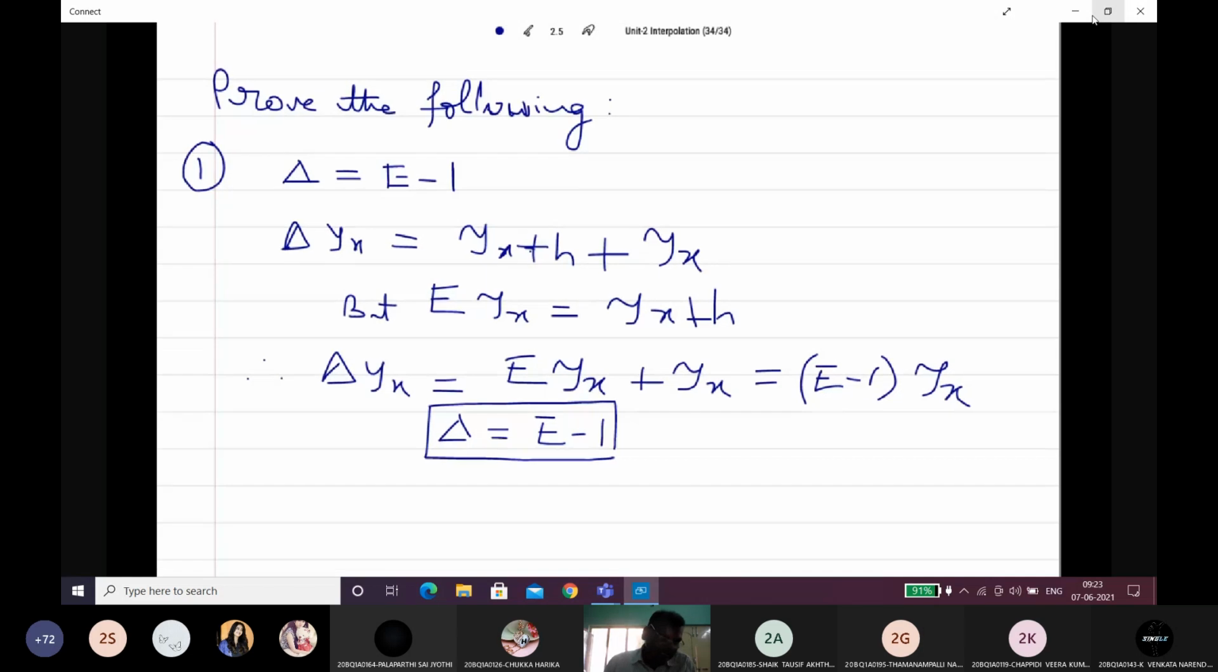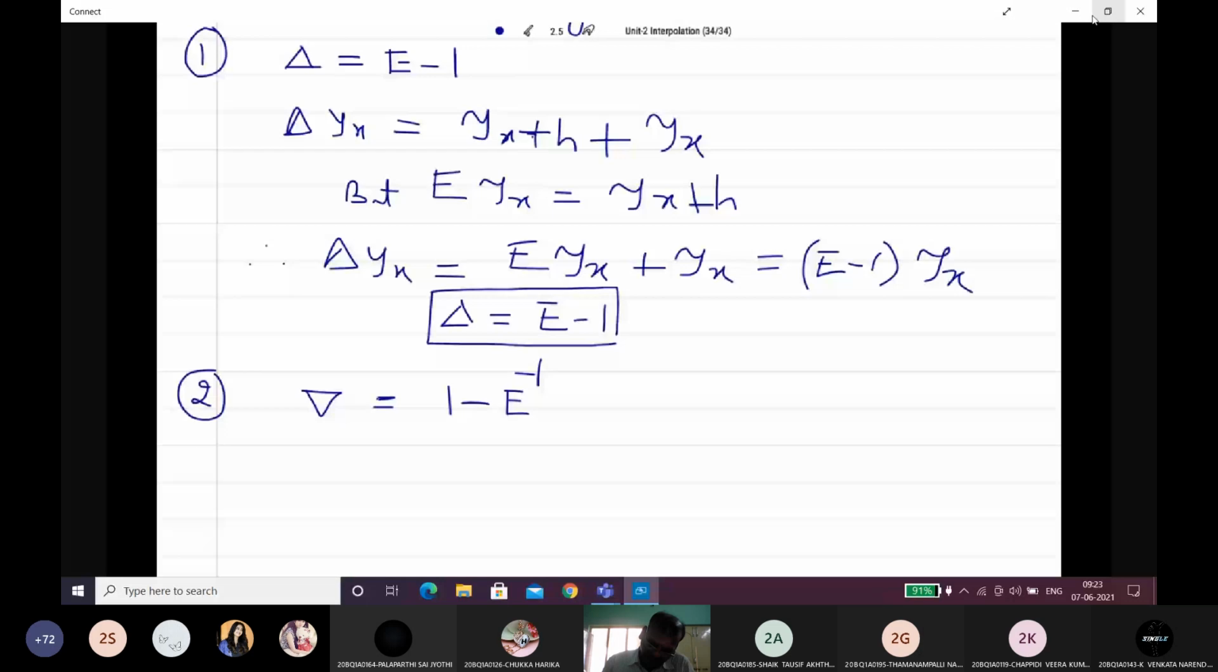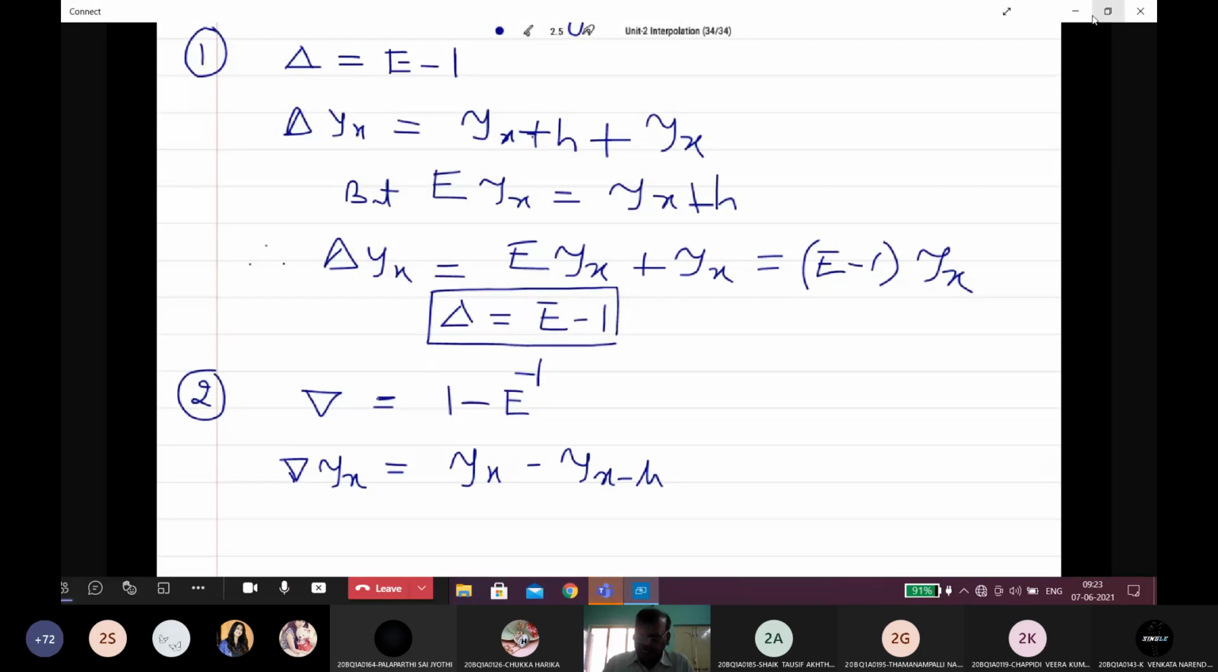Similarly, number 2: del is equal to 1 minus E inverse. Del of y_x is y_x minus y_x minus h. Now what is E inverse?